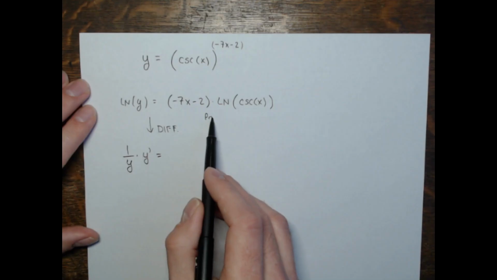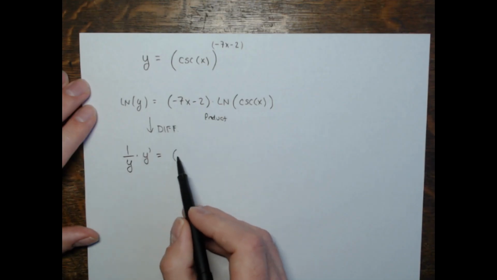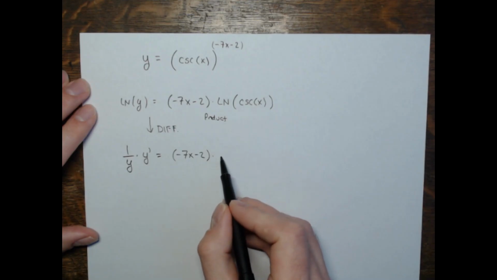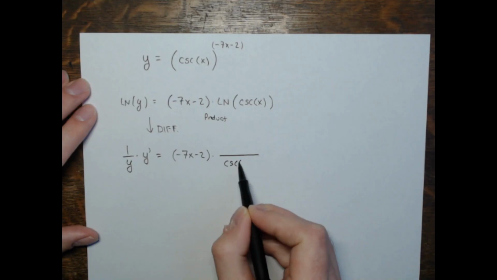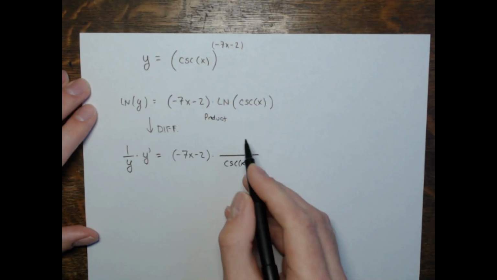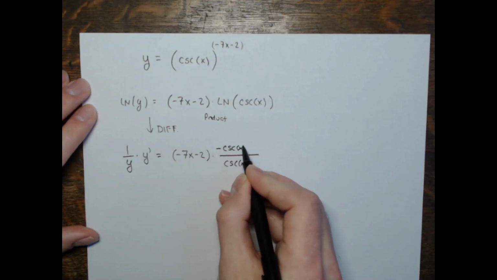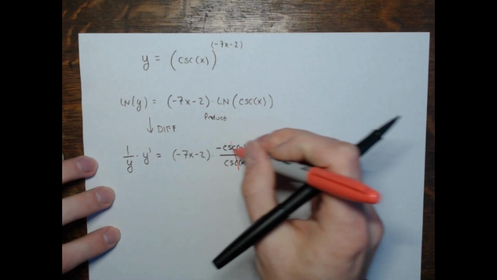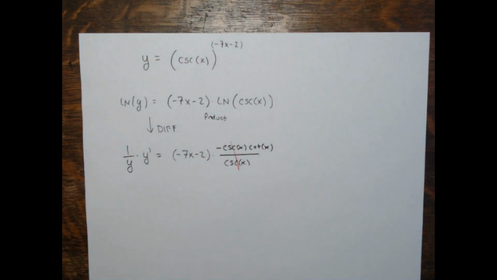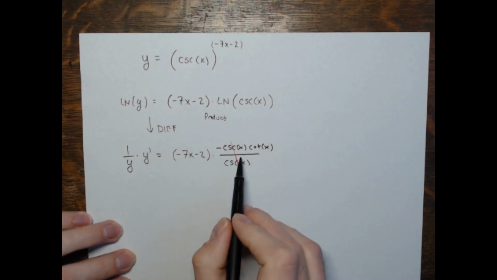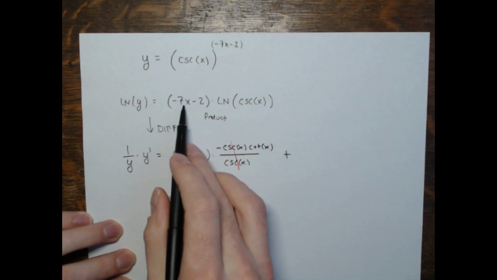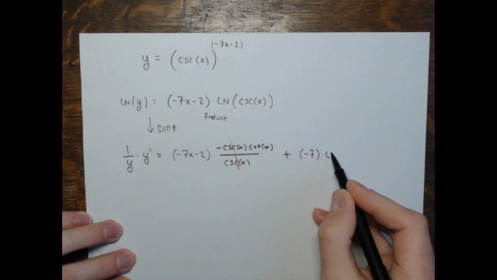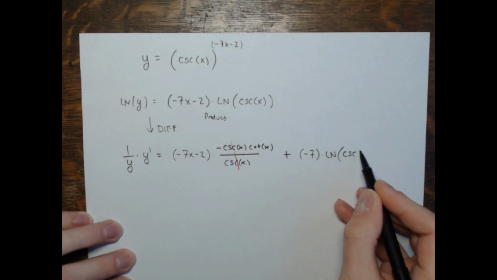And then over here, I've got another product rule situation. I leave the first one alone, this negative 7x minus 2, times the derivative of the natural log of cosecant, which would be 1 over cosecant times the derivative of cosecant, which is negative cosecant cotangent. You see the cosecants cancel, so this ends up being just negative cotangent. So there's the first times the derivative of the second, plus the derivative of the first, which is just negative 7, and then leave the second alone, times the natural log of cosecant of x.